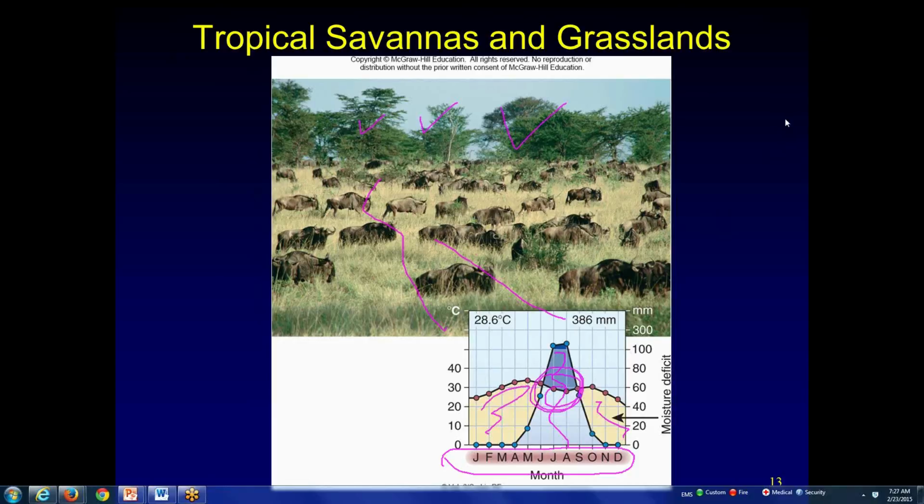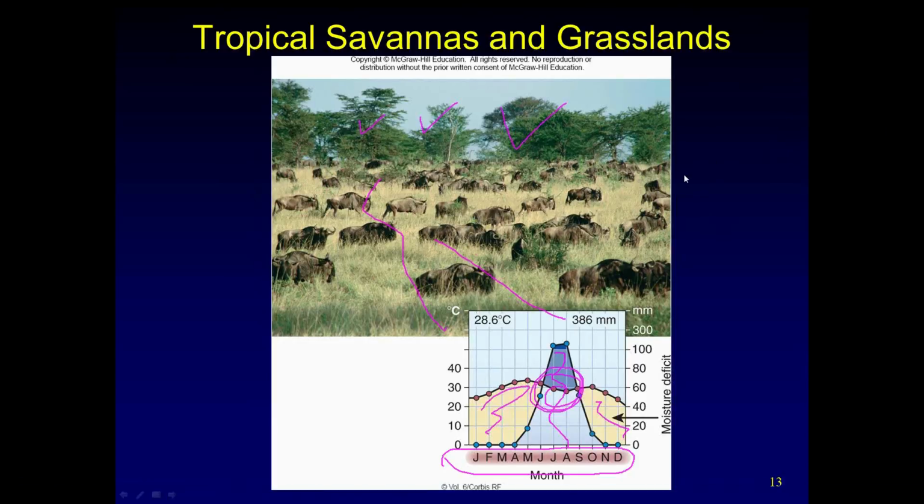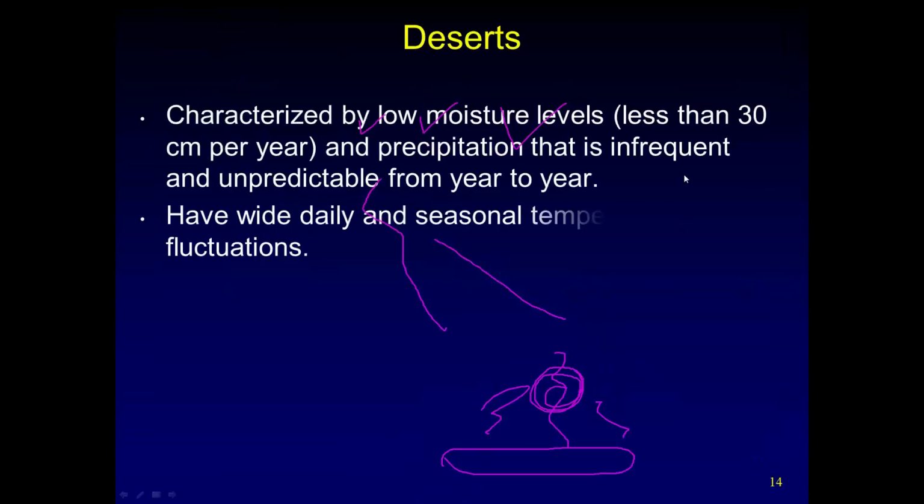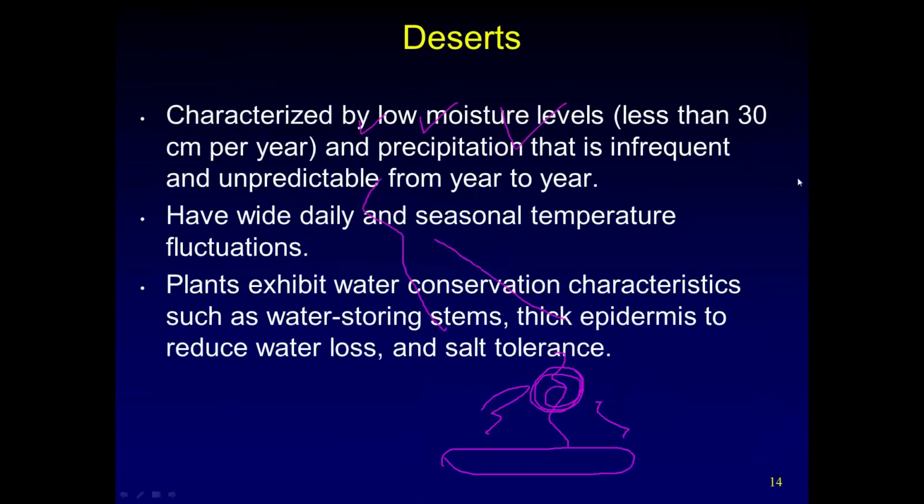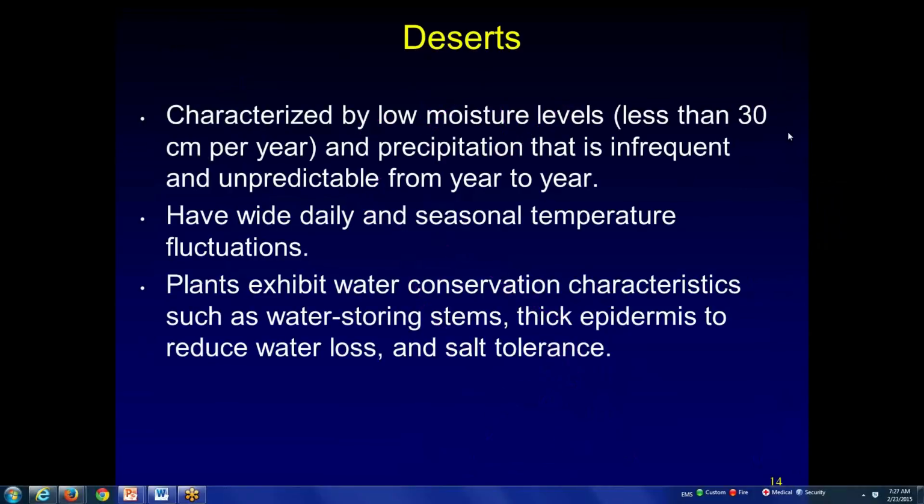Okay, let's now move on to the very last biome that we'll discuss today. In this online lecture, let's talk about deserts. So now as we get past the tropical grasslands and we get to even drier areas, we start hitting very low moisture areas, less than 30 centimeters per year of precip. That is very infrequent and very unpredictable from year to year.